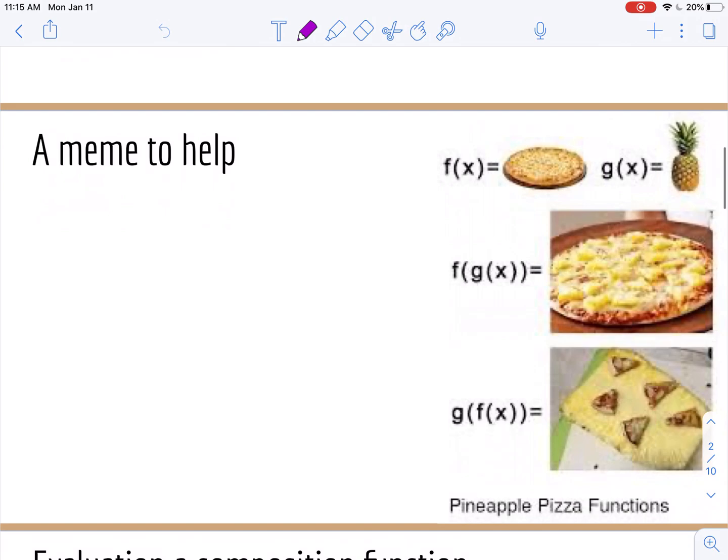All right, this is a meme that was shown to me by a former student to help with composite functions. If I've got f of g of x, that means I'm inputting g of x into f of x. So if f of x is a pizza and g of x is a pineapple, f of g of x means I'm putting pineapple on my pizza. If I've got g of f of x, that means I'm putting pizza on my pineapple. For f of g of x, I'm inputting that pineapple into my pizza.